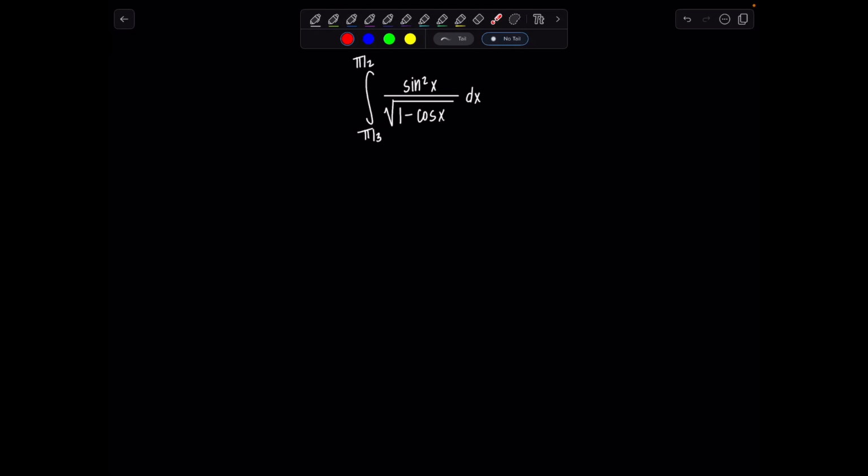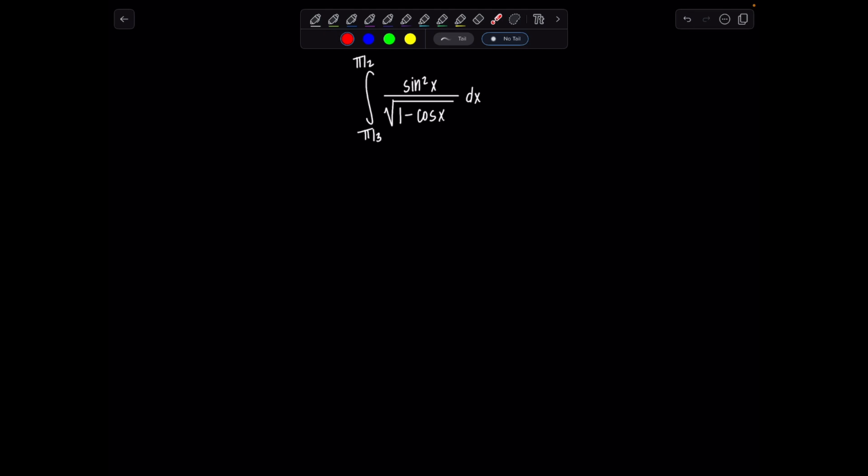We have the definite integral from pi over 3 to pi over 2 of sine squared x over the square root of 1 minus cosine x dx. If you want to pause the video and try it on your own, I'll give you a little baby hint. All you need to use is U-sub for this problem after you rewrite the integrand. So let's hop into our solution right now.